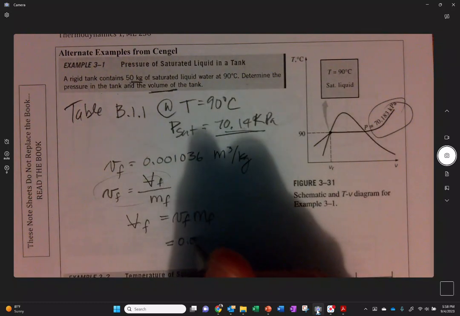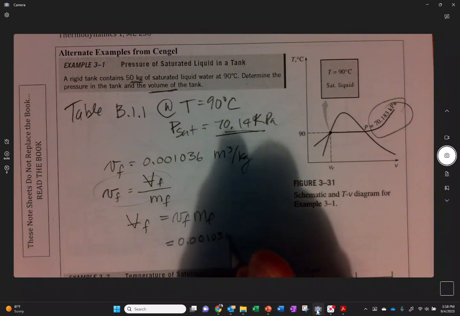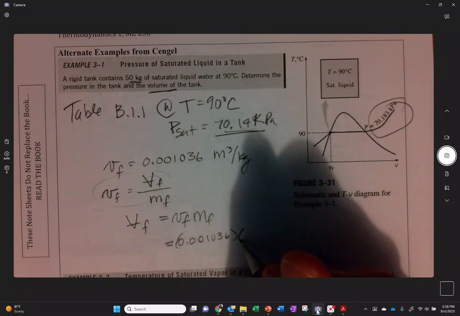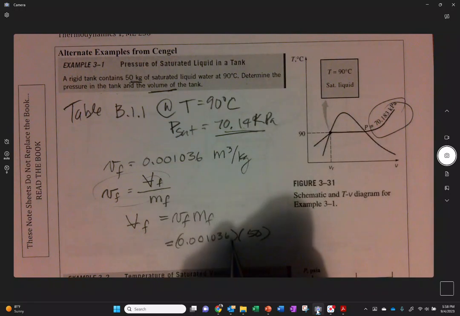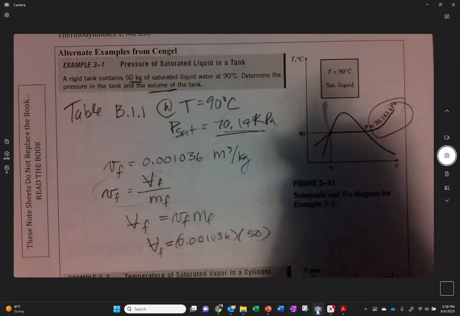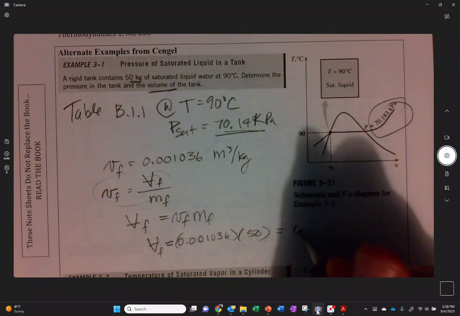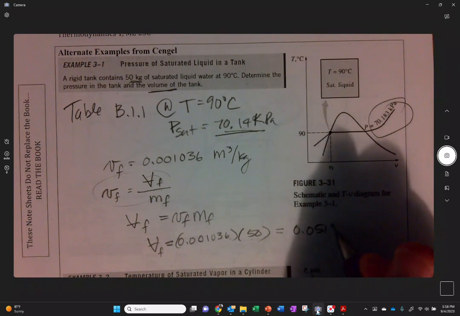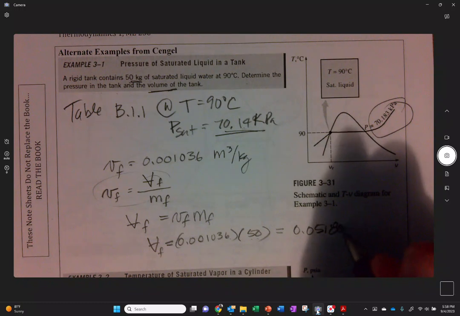So 0.001036, and then multiply by 50, and we know that this was kilogram. This was cubic meters per kilogram, and this is a kilogram right there. So this is the volume of the fluid. We end up getting 0.05180 cubic meters.